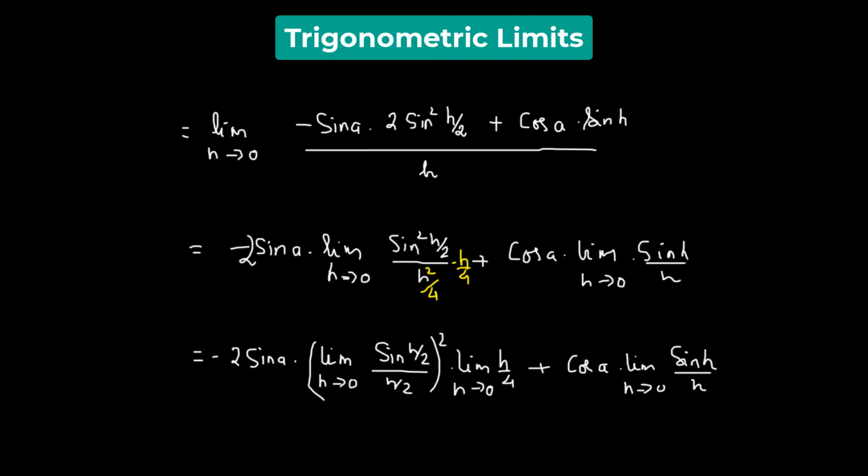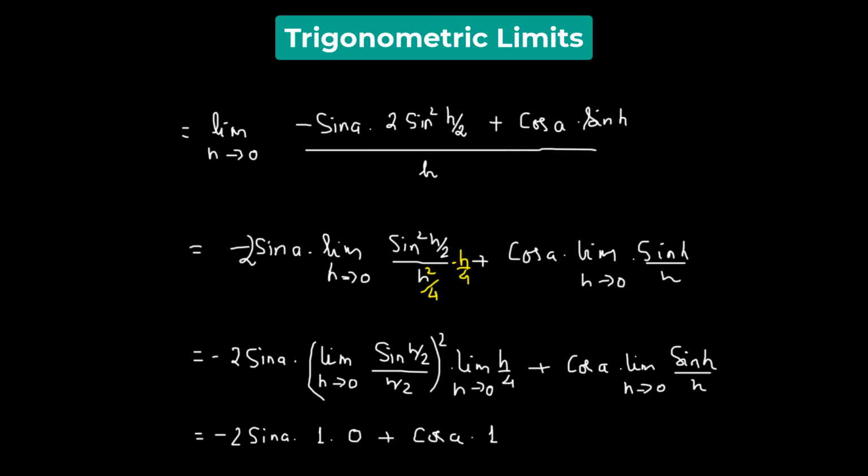Now we use the definition: sine of h over h, the limiting value when h approaches 0, is equal to 1. So we have negative 2 sine a times 1. Now the limiting value of h over 4 is going to be 0 over 4, so this is going to be 0, plus cosine of a times 1.